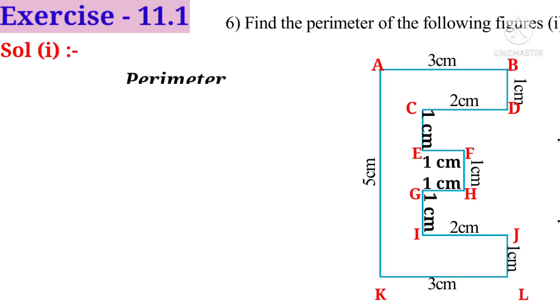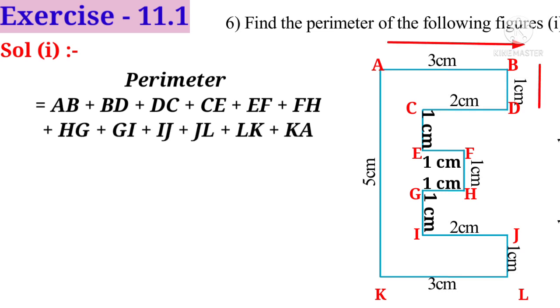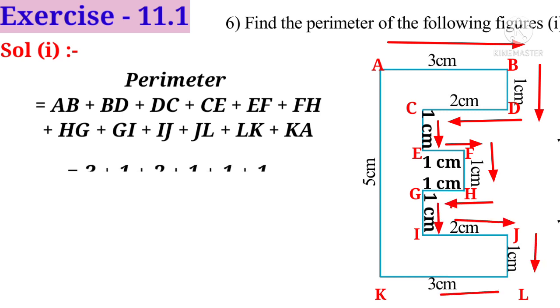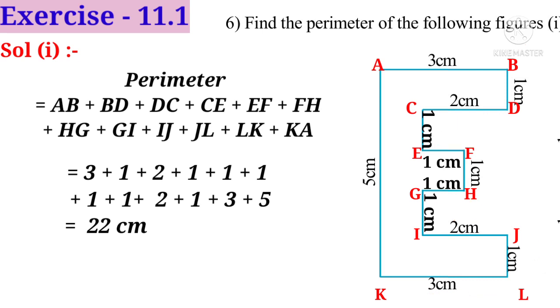Now the perimeter. Perimeter is nothing but sum of all the sides. That is AB plus BD plus DC plus CE plus EF plus FH plus HG plus GI plus IJ plus JL plus LK plus KA. That is equal to 3 plus 1 plus 2 plus 1 plus 1 plus 1 plus 1 plus 1 plus 2 plus 1 plus 3 plus 5. That is equal to 22 centimeters.